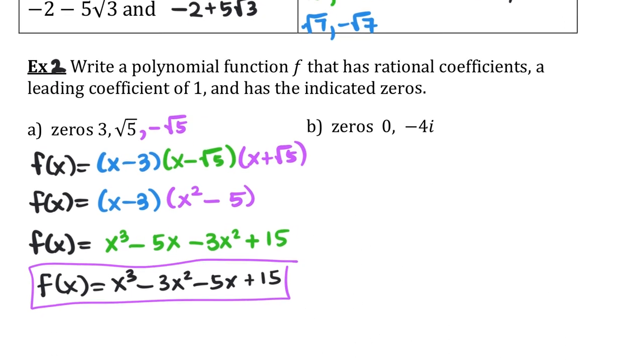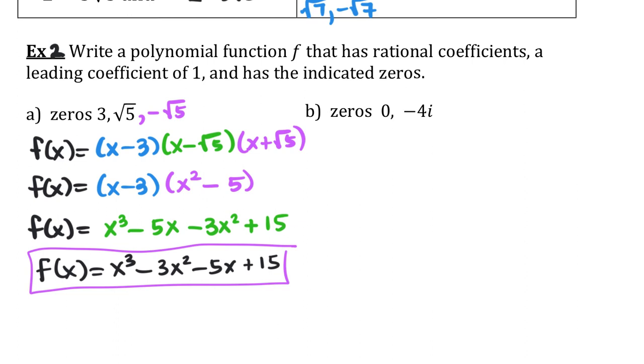Okay, let's try B. The zeros are 0. What is 0? Yeah, you can write x minus 0, but x minus 0 is just x, so I'm just going to go ahead and put an x here. If it's negative 4i, it must be x plus 4i. But because i is a radical, if negative 4i is one of my answers, then positive 4i is another one of my answers. So I'm going to add x minus 4i. And I just know this because of the theorem from above.